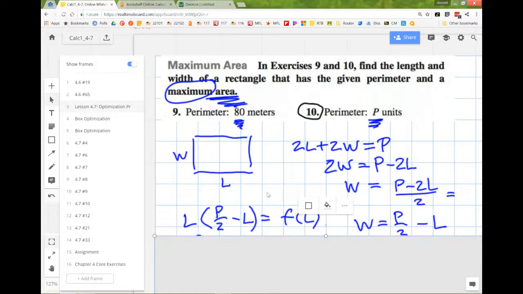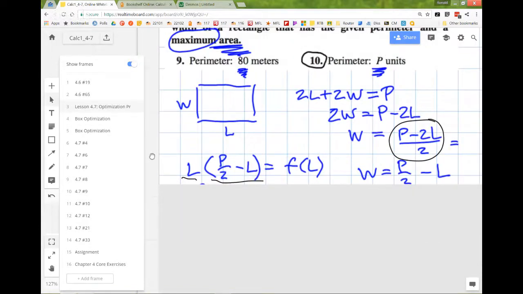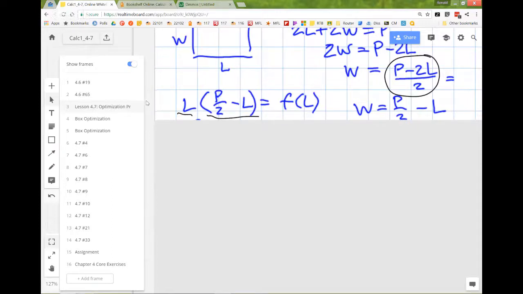So I didn't do it this time, but what are my two sides? I've got the length, and I've got this. This is my width. So length times width, that's my function. And that's what I want to maximize. All right. So sometimes, like I said, the hang up for students is getting the problem set up. Well, we got the problem ready now.